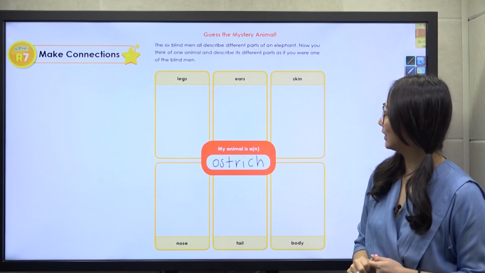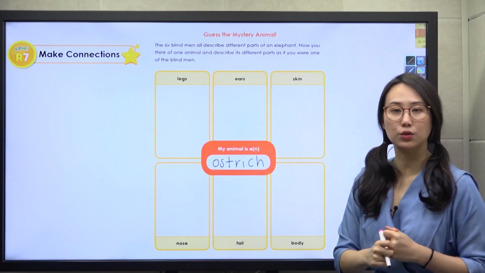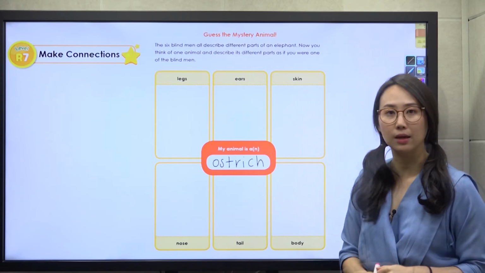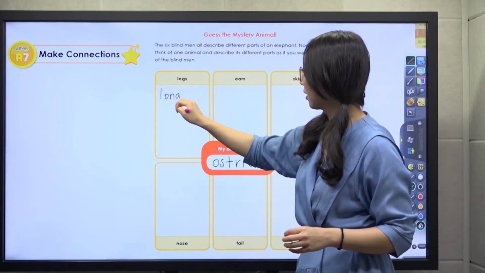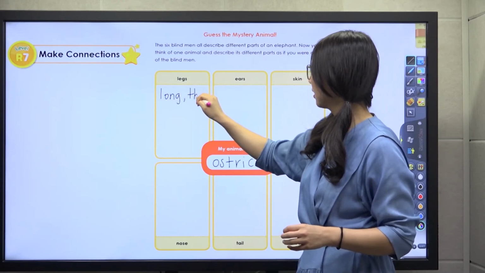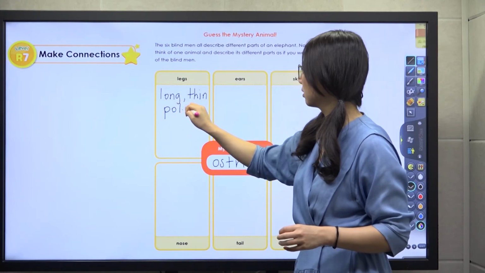All right, so let's think about the ostrich. What do the ostrich's legs look like? Long, thin poles.